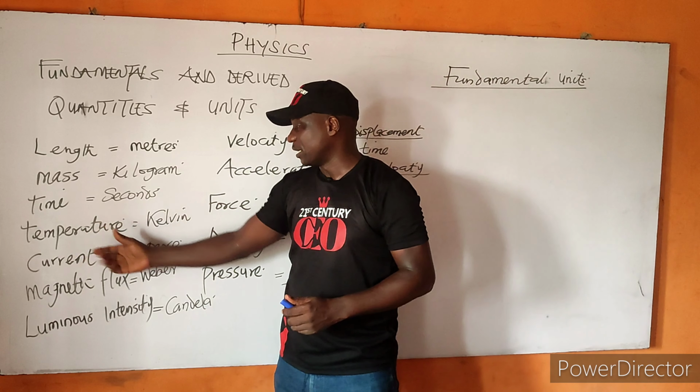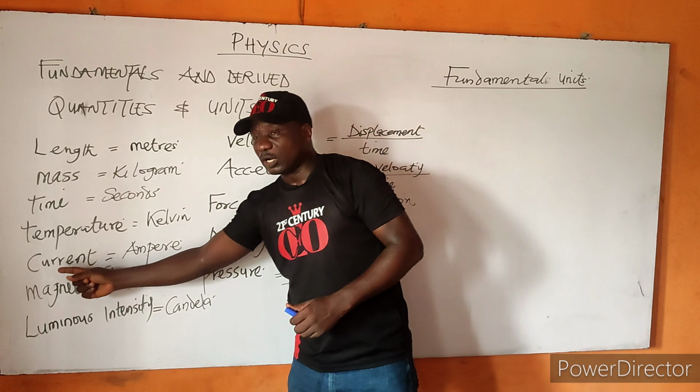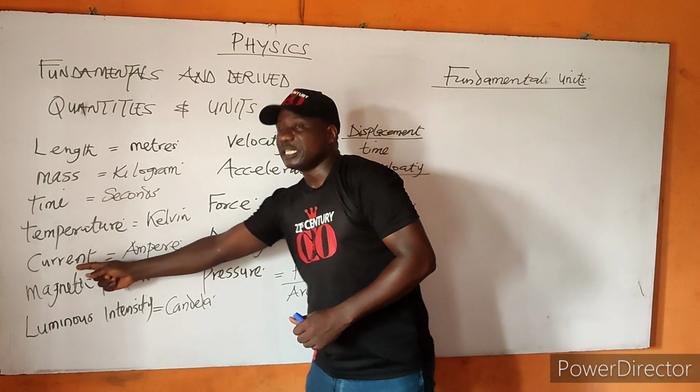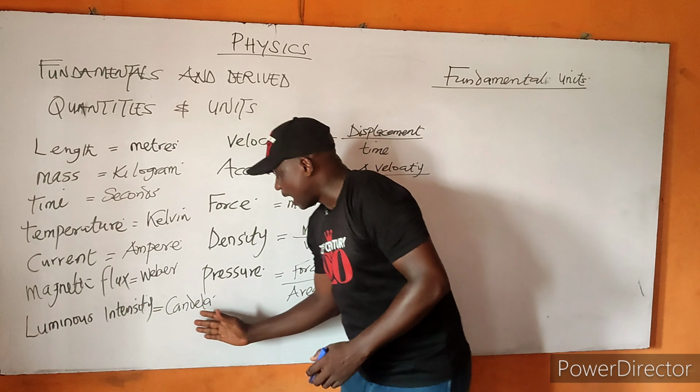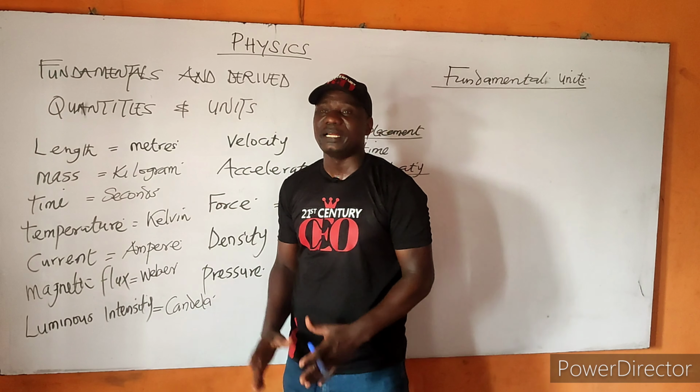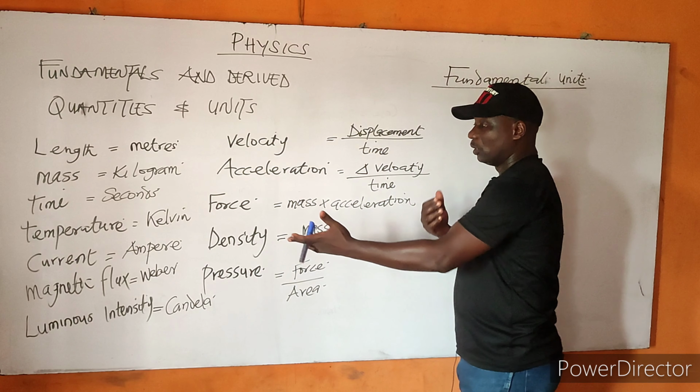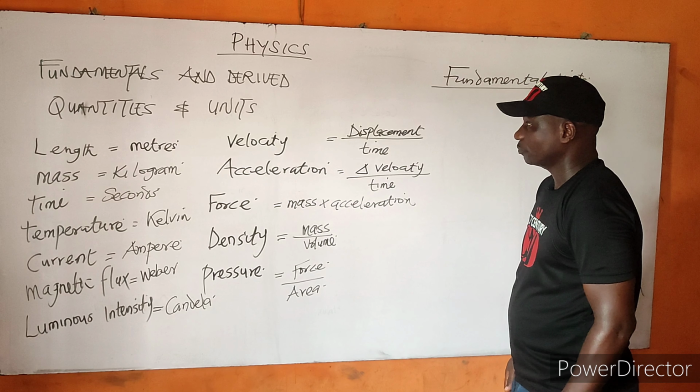Kelvin, which is the temperature. Ampere is the unit of the current. So anywhere you see ampere, it means they are referring to the current. The Weber, the magnetic flux, and of course the candela, which measures the luminous intensity.